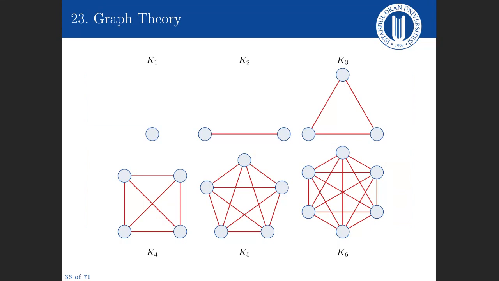Some examples. K1, the complete graph with only one vertex. K2, there are two vertices and one edge connecting them. K3, three vertices, each one is connected to the other two, so in total there are three edges, and so on.